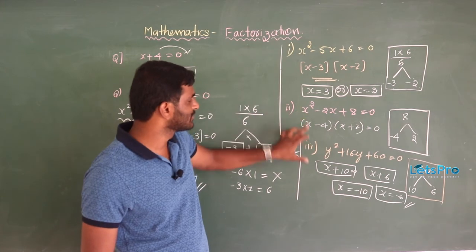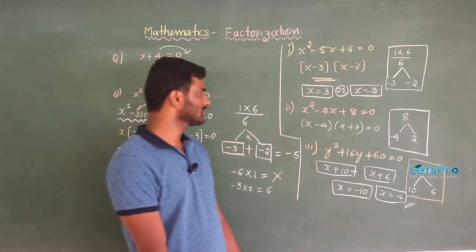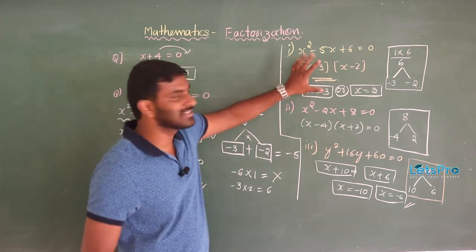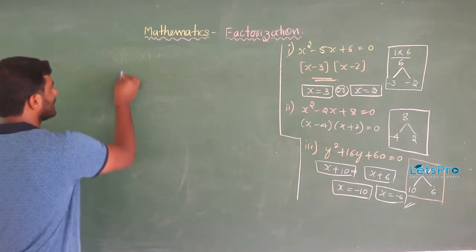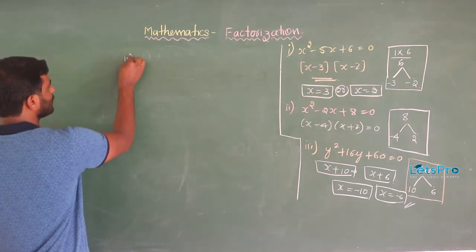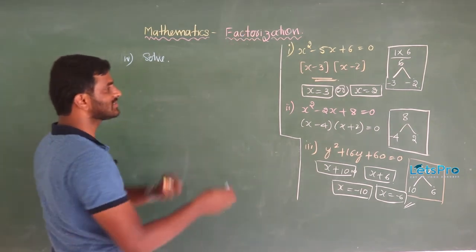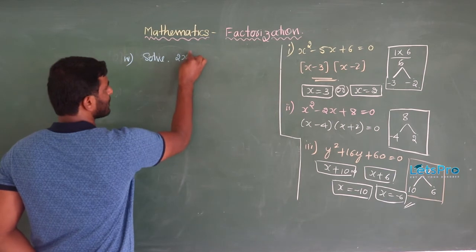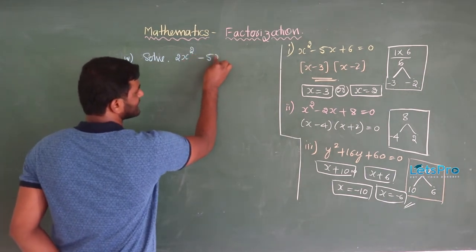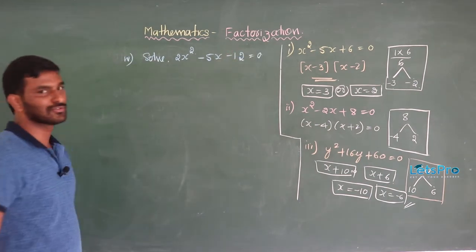So in this question, mainly we need to observe that the coefficient of x square is 1. Whether it is y square or z square, whatever it is. Let us take, if the coefficient of x square is 2, then what is the answer we are getting? So let us take a question here, the fourth question. Solve, otherwise find the factors of 2x square minus 5x minus 12, that is equal to 0.